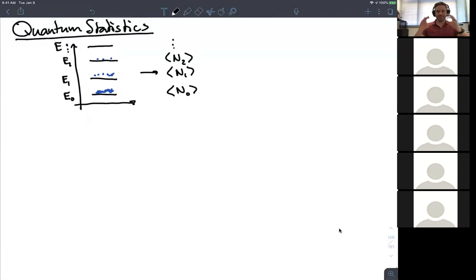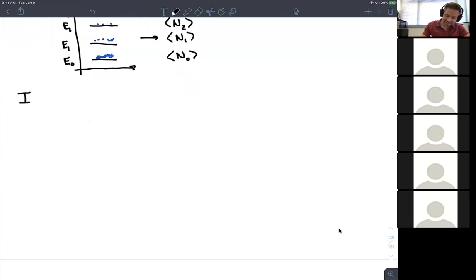All right, but now it turns out that the answer you get depends upon what kind of particles you throw into your system. And in quantum mechanics, there are two fundamentally different kinds of particles. Okay, so in quantum mechanics, there are two types of particles.